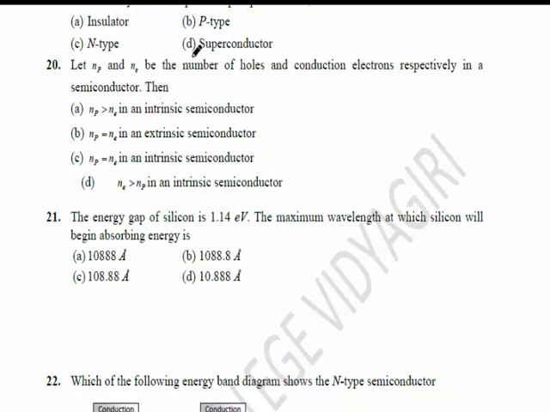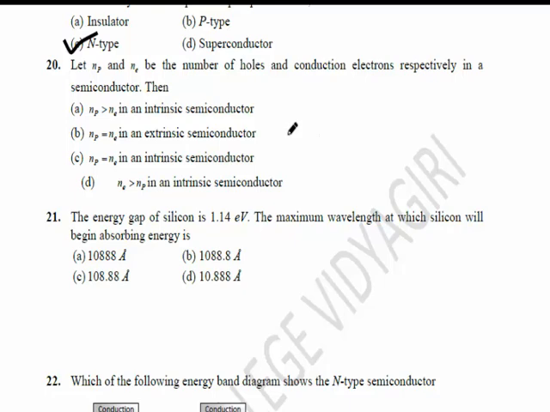19th question. When a germanium crystal is doped with phosphorus atoms, then it becomes what? Germanium is a semiconductor, phosphorus is an impurity. Phosphorus is a pentavalent impurity. After adding a pentavalent impurity to germanium, we will get N-type semiconductors. So the option is C. 19th is C. Phosphorus is a pentavalent impurity, so we get N-type.